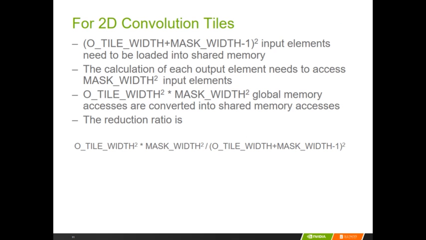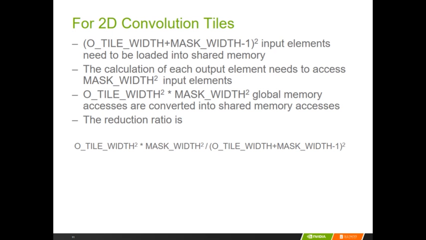For 2-dimensional convolution tiles, the calculation is actually quite straightforward. It's just the square of the 1-dimensional case. So essentially, we have output tile width plus mask width minus 1, squared, input elements that we need to load into the shared memory. And then for the calculation of the output elements, the output elements need to access mask width squared input elements, and there are output tile width squared output elements in the tile.